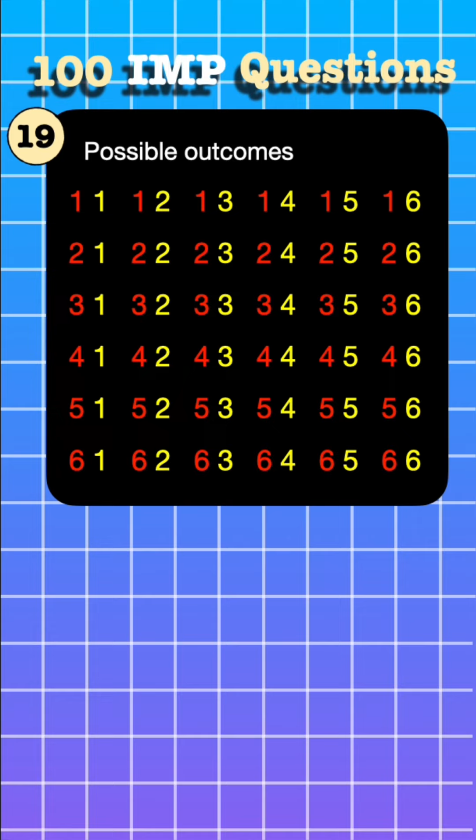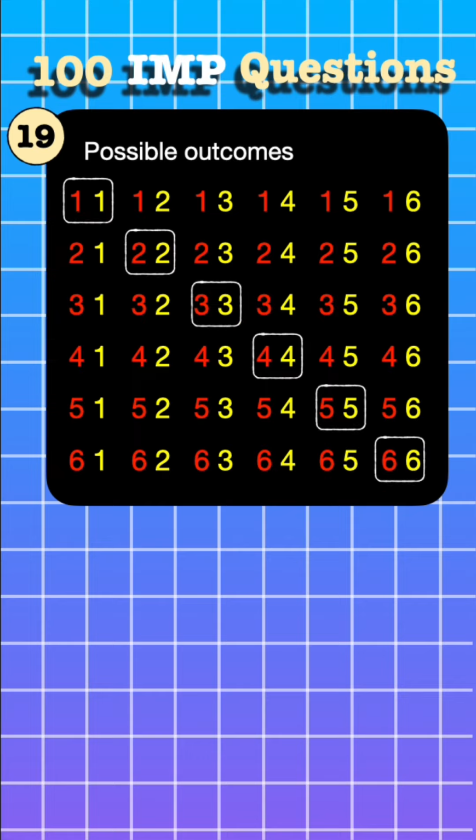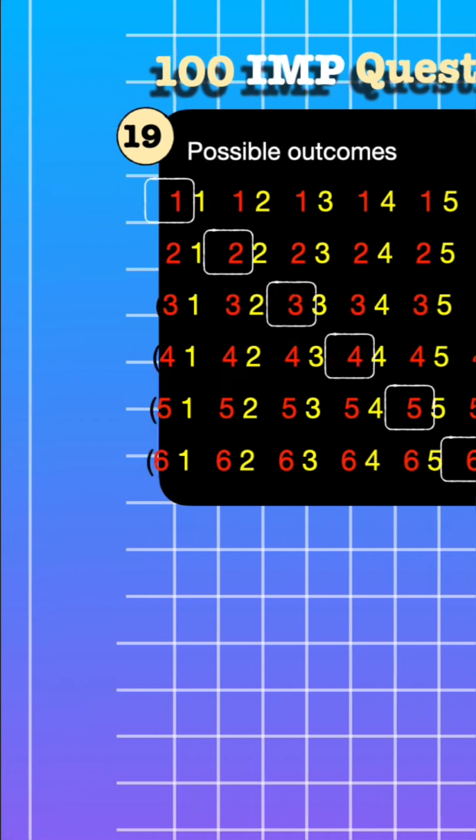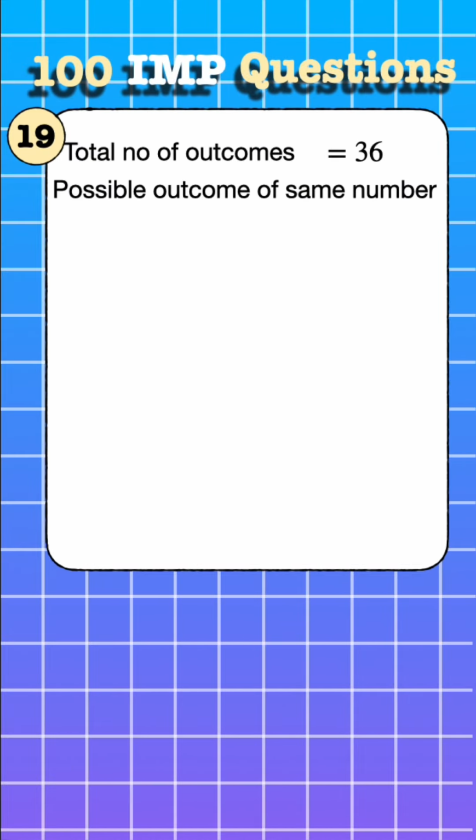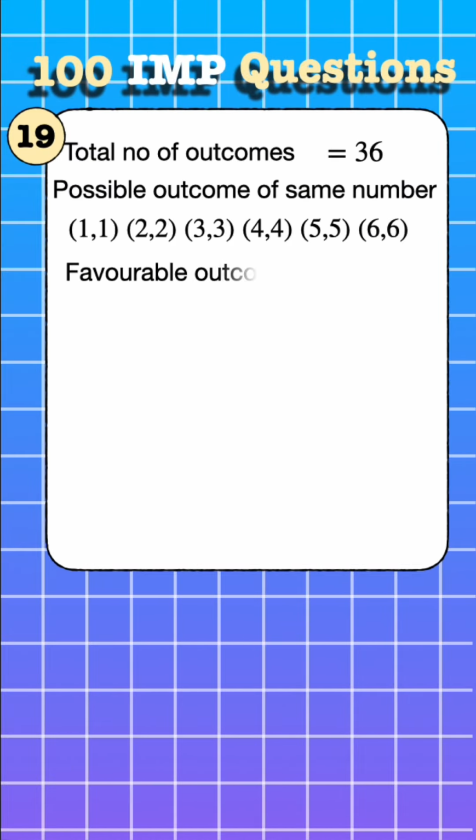In the question, what they're asking is, what is the probability that the top face of each cube will have the same number? Each cube will have the same number means 1, 1, 2, 2, 3, 3, 4, 4, 5, 5, 6, 6. These will become our favorable outcomes. Right, so total possible outcomes are 36. Favorable outcomes are 6.